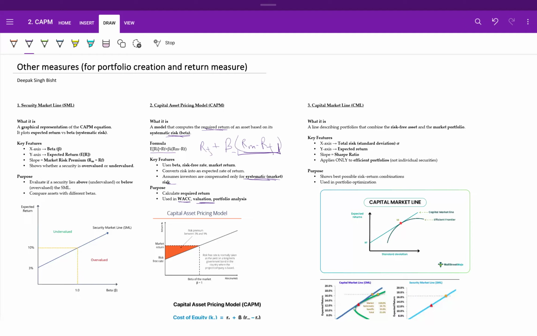And if you look at the diagram here, this is the risk-free rate. The risk-free rate starts from here, not from the origin. This much is the market return. The risk premium between 3 to 9%, let's assume. So this one is the market return, and the risk-free rate is normally taken as the yield of the long-term government bond of the country where the project or the company is based. The x-axis is representing beta here also in the capital asset pricing model, when we look at the graphical representation.